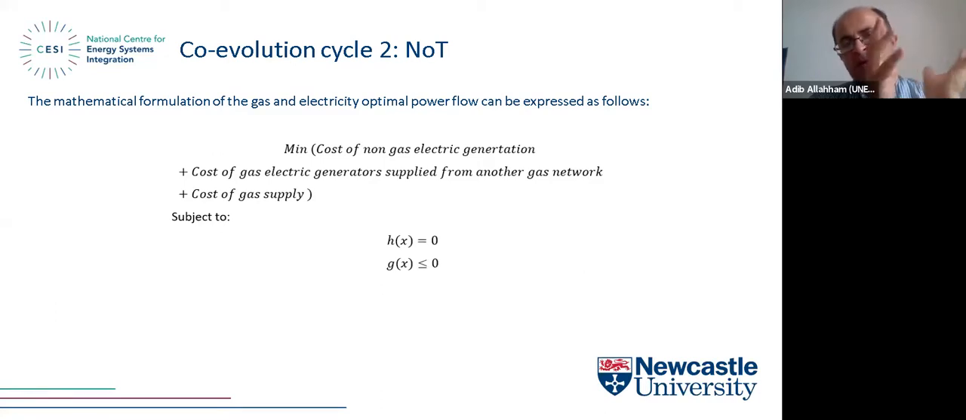And for sure, in this model, there is a set of equality and inequality constraints expressing the balance of power flow, gas flow, and also some limits on the used resources in both networks. So next slide, please, Hamid.